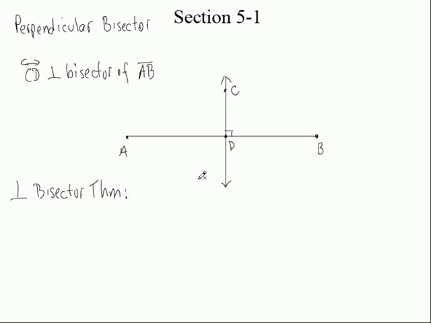And basically it says this. It says if I have a point on the perpendicular bisector. Now what is actually doing the bisecting? Is it AB or is it CD? CD is actually doing the bisecting, right? CD bisects that segment. So CD is my perpendicular bisector.